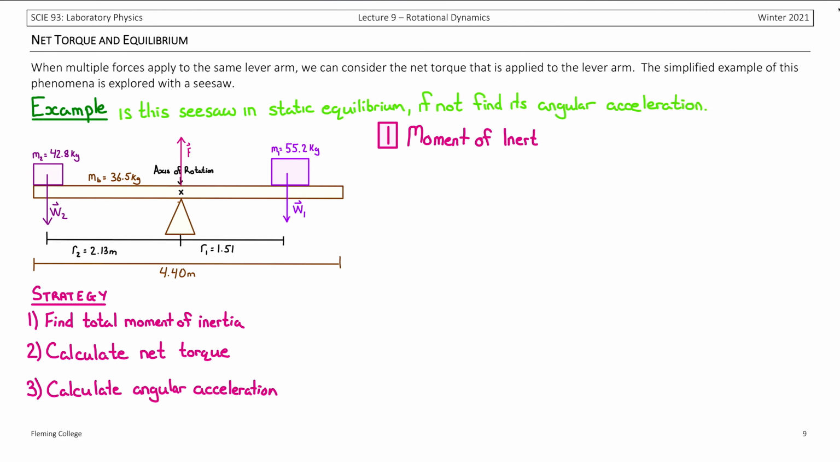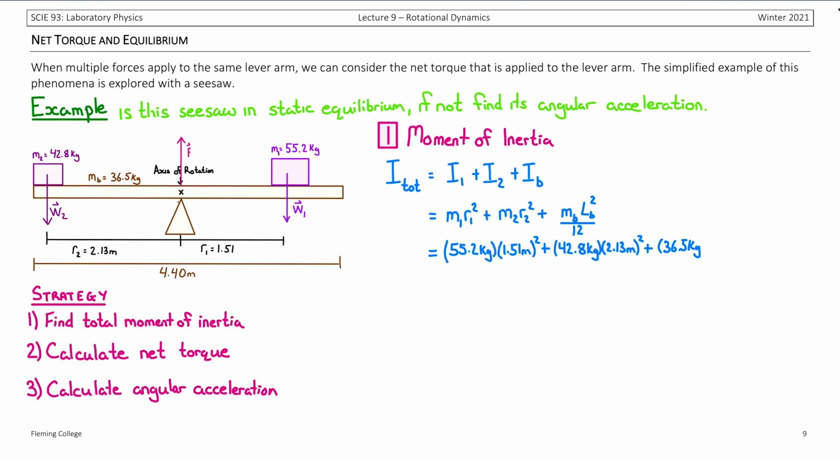So the first step, moment of inertia. The total moment of inertia is the sum of the moment of inertia from mass 1 and the moment of inertia from mass 2 and the moment of inertia from the beam. If we substitute the formulas for a particle at a known distance for each of mass 1 and 2 and the thin rod for the beam and substitute our values, we get a value of 378.927. That's a lot of information. We're going to reuse this, so let's store it in our calculator in memory bank A.